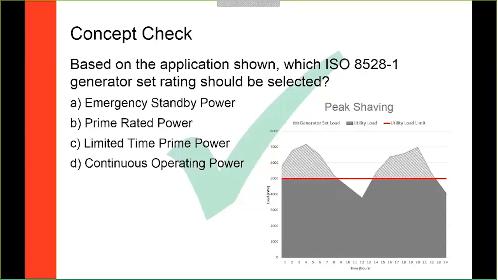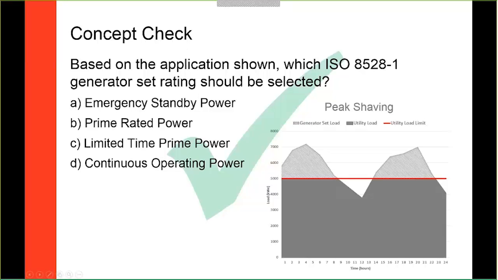So one of the next things, we'll pause here and get some feedback from the participants. Based on the application shown, which ISO 8528 generator set rating should be selected? And I'll give you a moment to think, but I'll clarify here. What you're seeing is everything below this red line is what's being provided by the utility, and everything above it is being provided by the generator set.